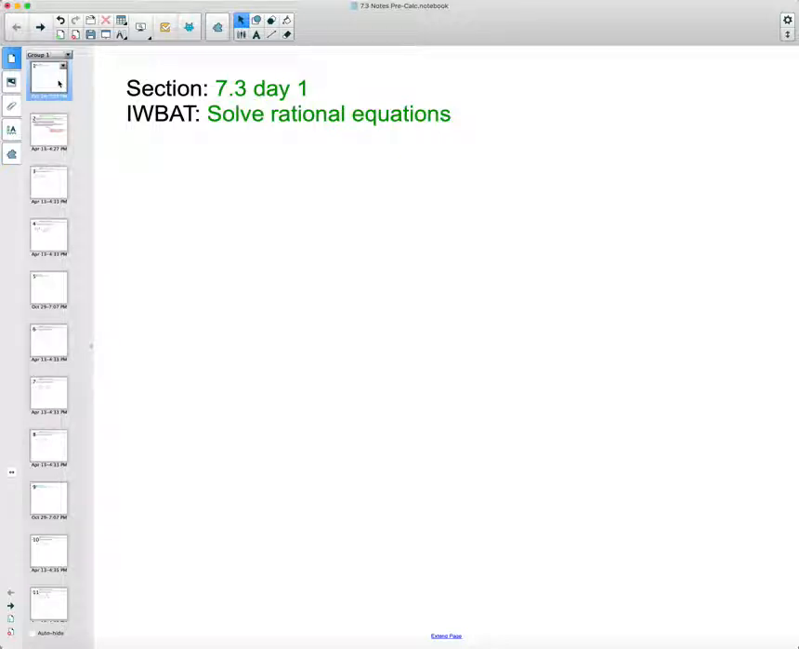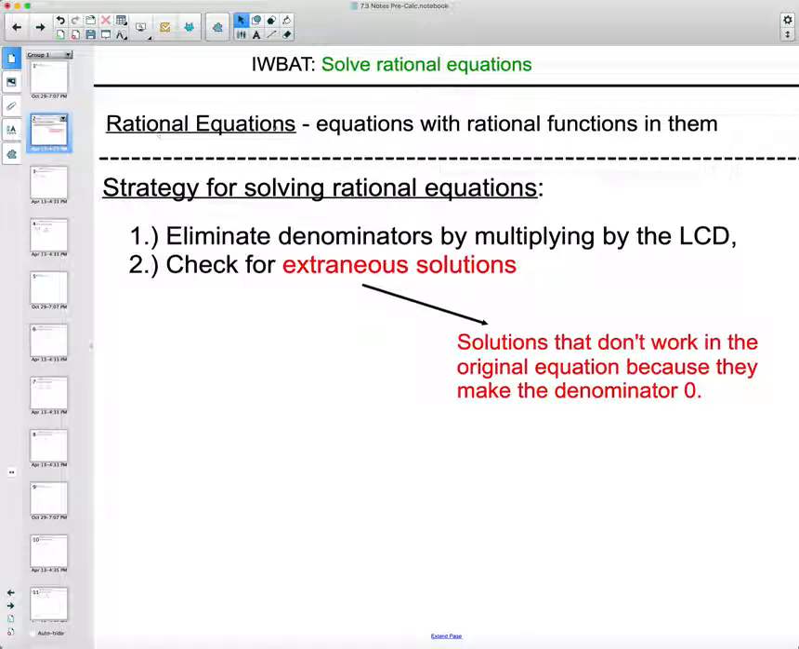For section 7.3, we're going to be talking about solving rational equations. Rational equations are just equations that have rational functions in them, and rational functions are just division. So you end up with something like this, and this could be anything like an x plus 3. You could get more complicated things down there. But rational equations just have division or rational functions in them.